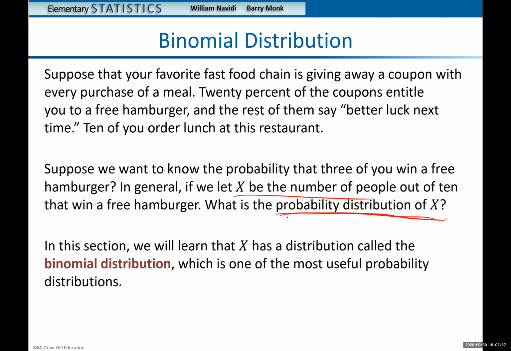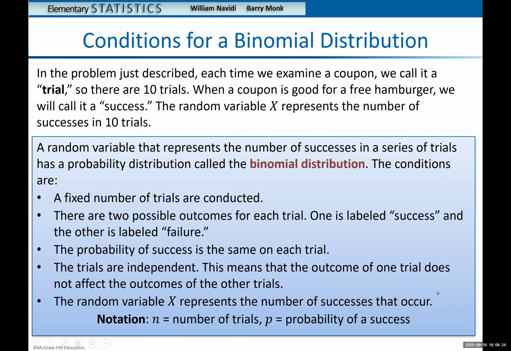Probability distribution, this is what we did last time from 6.1, where you have X and P of X. Remember, X, you should have all the numbers here, and two properties: the probabilities should be between 0 and 1, and the sum should equal 1.0. For binomial distribution, we also have conditions, just like those two conditions, but this time for binomial, we should have all this.